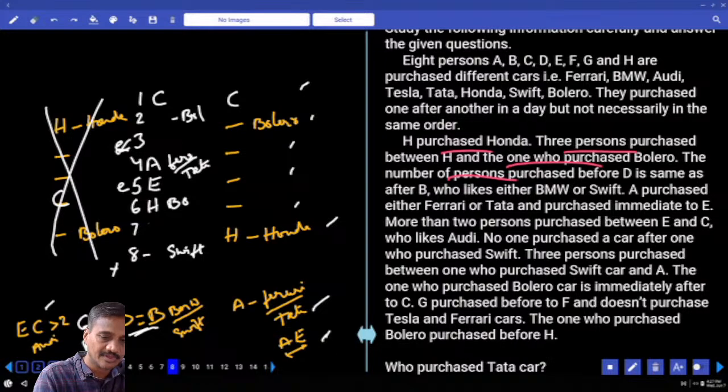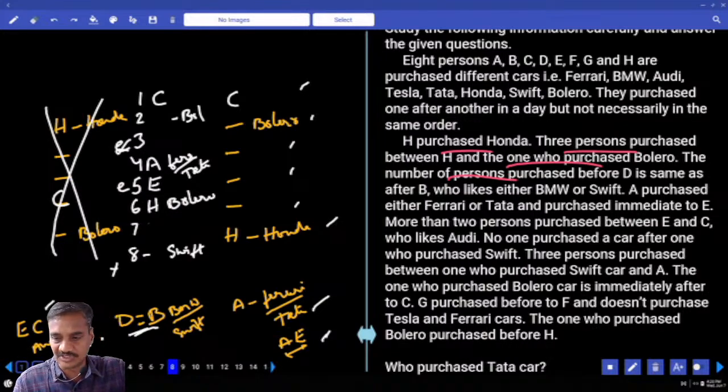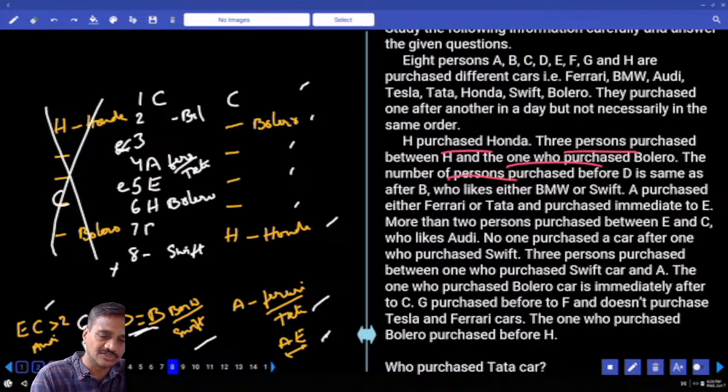Now if H and Bolero were like this, G is before this F. D and B must be adjacent. D and B are adjacent to each other. Then B is either BMW or Swift. Hence B cannot be here, B is here, D will be here. B is either BMW or Swift, Swift is not possible, and this must be BMW. Now B is BMW and G is before this F, G is here, F is here.